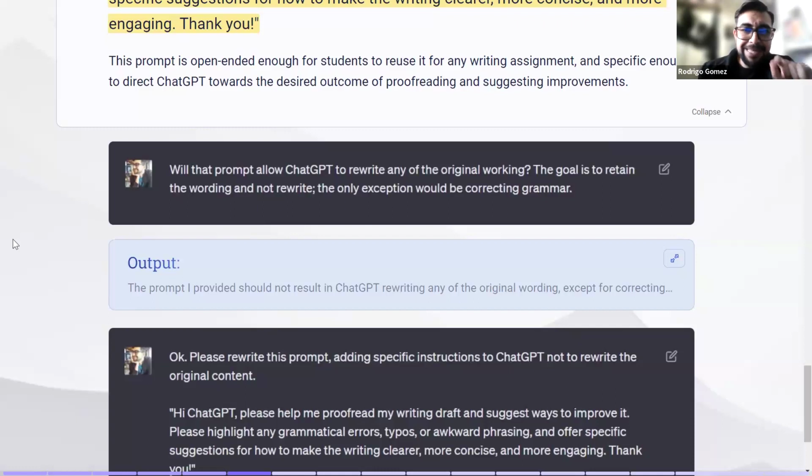Will that prompt allow ChatGPT to rewrite any of the original writing? Is what that should have said. So a little bit of a typo. The goal is to retain the wording and not rewrite. The only exception would be correcting grammar. So I did allow it in this case the parameter of saying, I'm okay with you fixing grammar. That's fine. But don't you dare write anything in a very different way than what the student did.